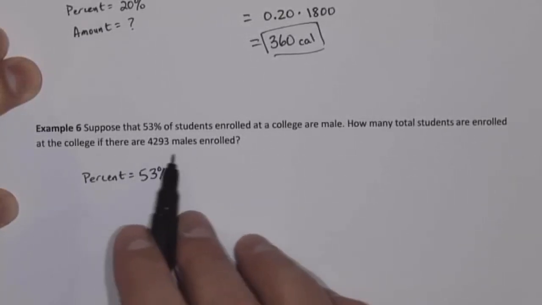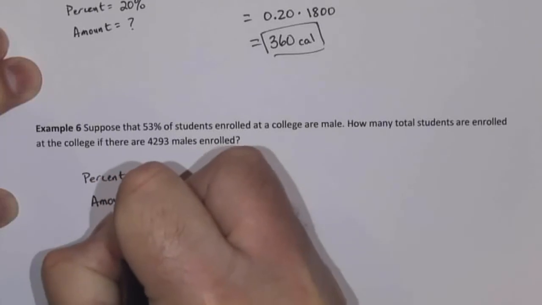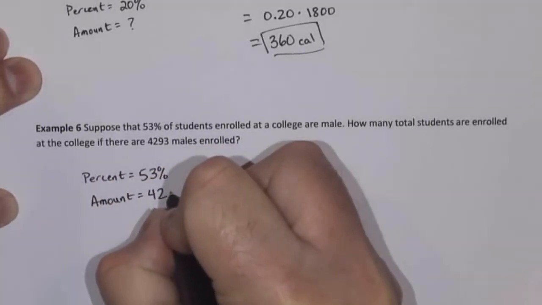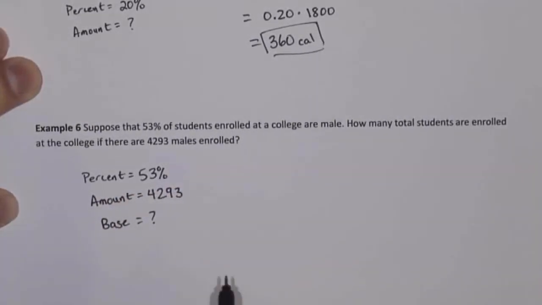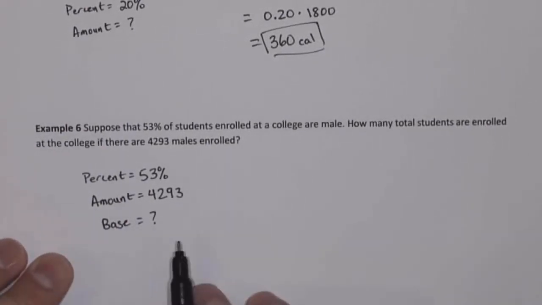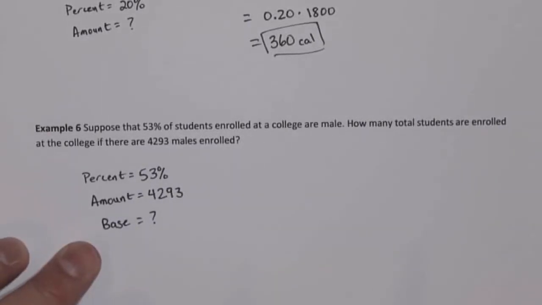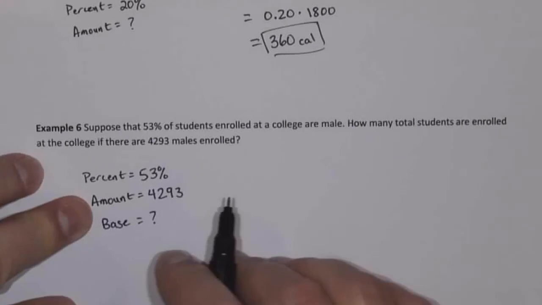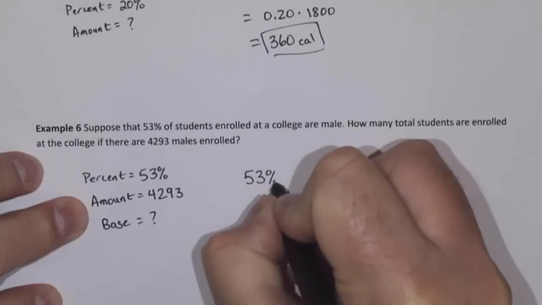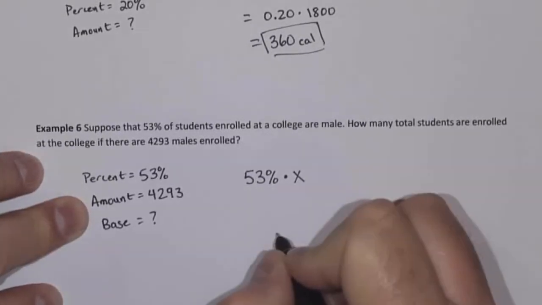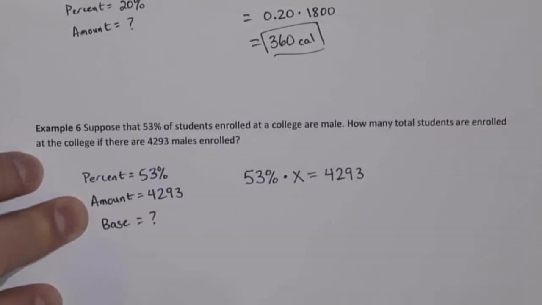We know that we have 4,293 males enrolled in the college. That's the amount of males. That's the part. So our amount for this problem is 4,293. What we are looking for in this problem is the base. How many total students are enrolled at the college? We're given the amount or the part, we're given the percent, and we're looking for the whole or the base. Filling that into my percent equation, I'm looking at 53% of what total is equal to the 4,293 males.